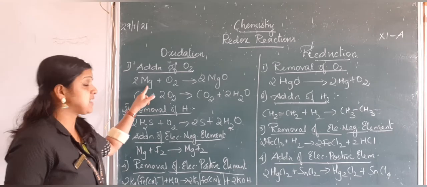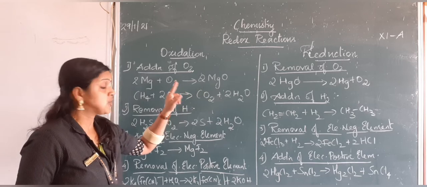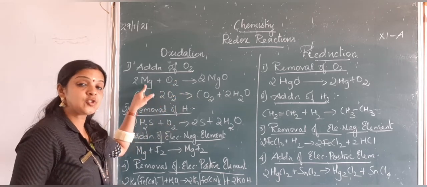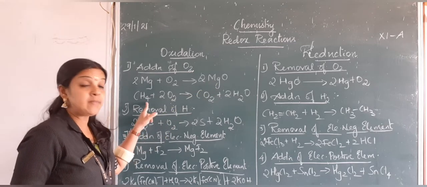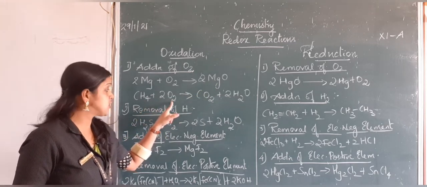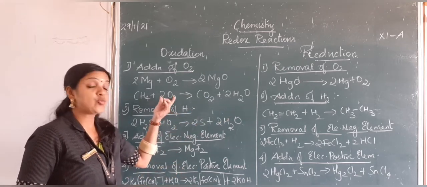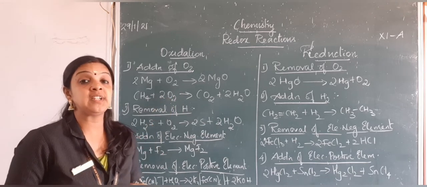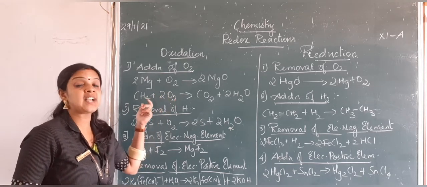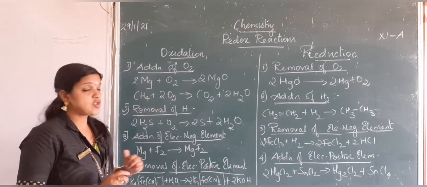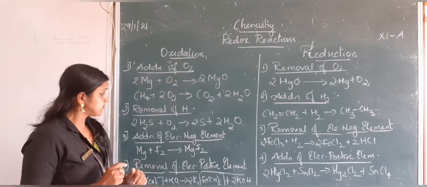Here, if you can see, magnesium reacts with oxygen to form magnesium oxide. So oxygen is getting added to the magnesium metal, and thus magnesium oxide is formed. Similarly, methane burns in the presence of oxygen, where oxygen gets added and it forms carbon dioxide and water. This is one of the combustion reactions which we have learned in our 10th standard. If you see these 2 reactions, the oxygen atom is getting added to the element. Such a reaction is the addition of oxygen, which is the process of oxidation.